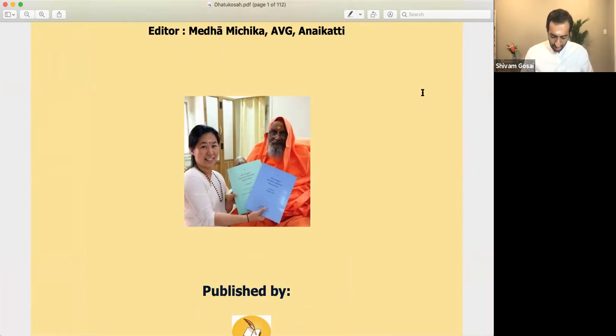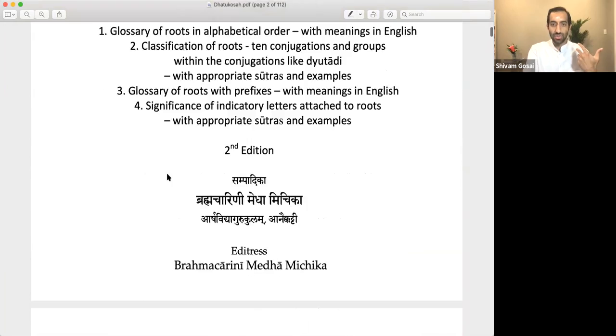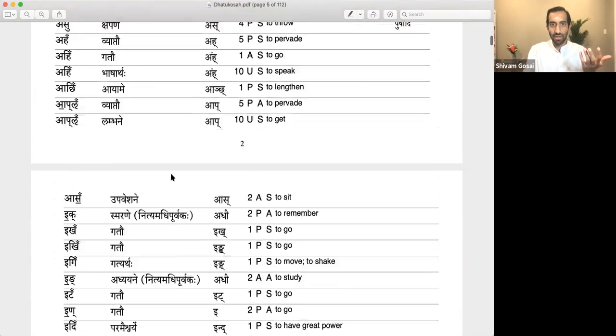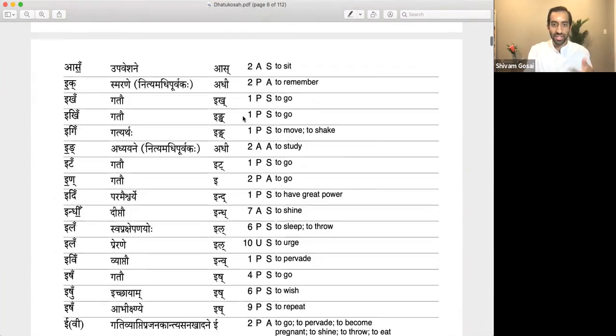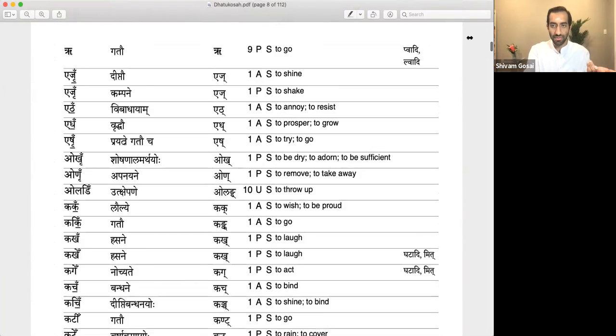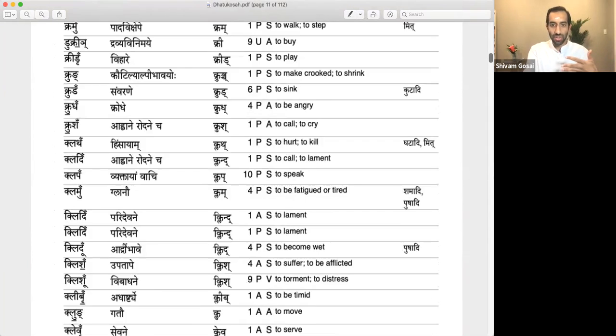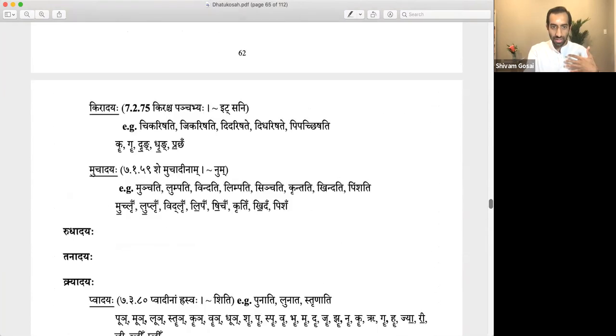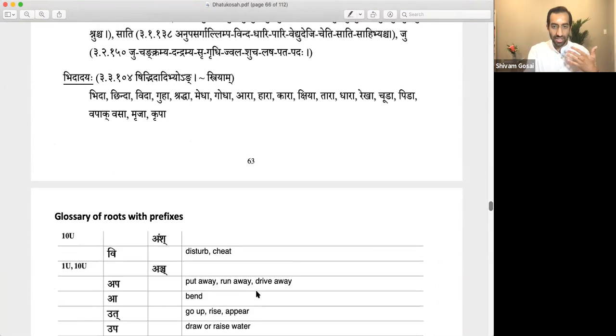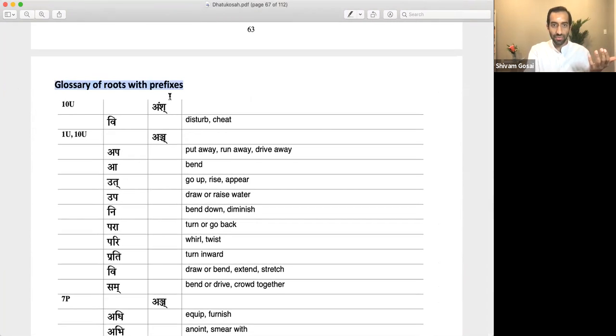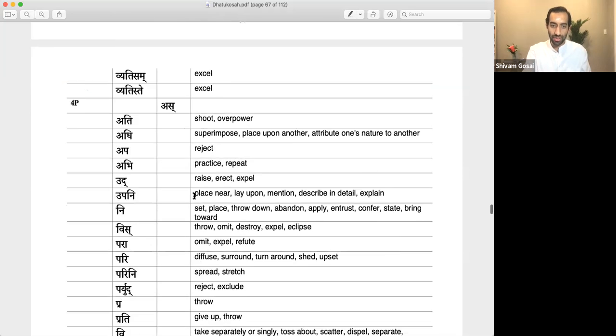So we see prayujyate. You see that there's a pra and a yuj. So there's the upasarga and then the dhatu. That upasarga and dhatu, you won't find in this first section. You have to go to the second part of the book. These are all just dhatus by themselves. But if you use that document, you can go all the way down to the second half of the book, starting here, page 64, where you'll see the glossary of roots with the prefix. So dhatu plus upasarga. Then we go in alphabetical order and look for yuj.